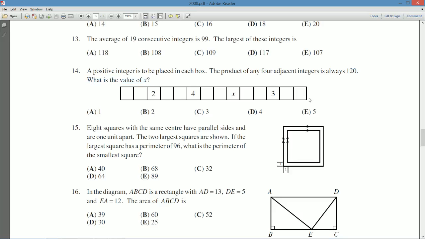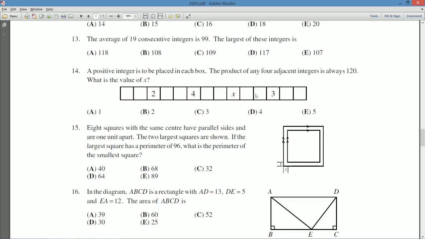Okay, so we have another number of boxes. We've got a 2 in here, and a 3, and an x, and a 2, a 4, an x, and a 3. My apologies. And we're asked to figure out the value of x. So all we know is that every 4, so 1, 2, 3, 4, that's got to be a product of 120. 4 blank blank x has got to be a product of 120. Blank x blank blank, 120.